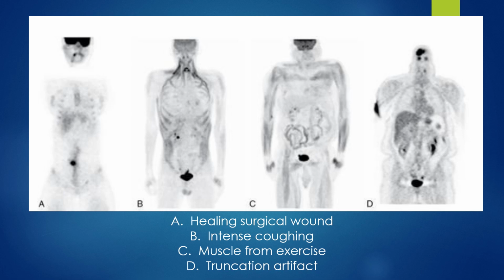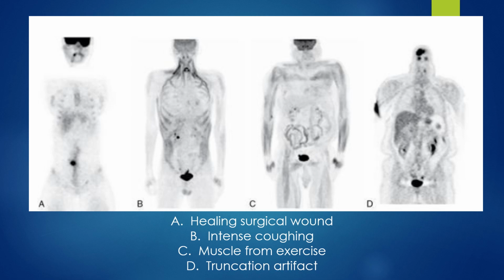These are other different variations. A is showing a healing surgical wound, which you see right here towards where the belly button would be, where my mouse is pointing. B is intense coughing. What you're seeing there is not really the ribs. What you're seeing there is the muscle between the ribs, and then some of the abdominal muscle and muscle in the neck from intense coughing.